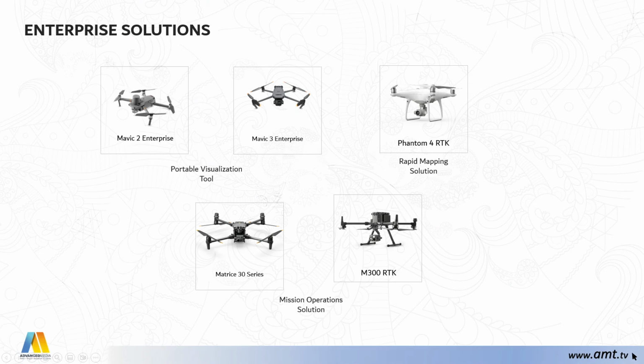As an enterprise from DJI, now there are several drones, several solutions. Each one of them we can deploy for an application, if I may say. So from the top left, we have the Mavic 2 and Mavic 3 Enterprise. We can describe them as the portable solution. And on the right side, we have the Phantom 4 series, which is mid-size. We can use it for rapid mapping solutions. And at the bottom, we have the more advanced drones, the M30 series and the Matrice 300 RTK.